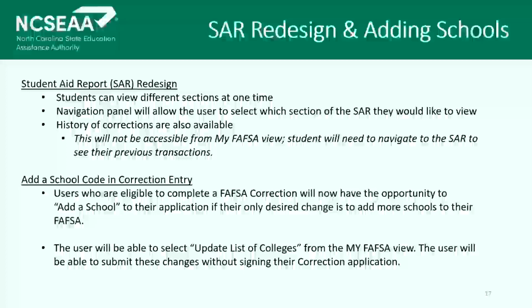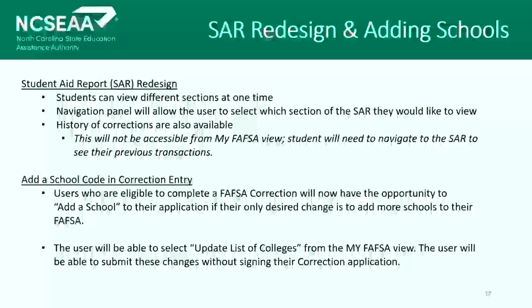But on the new redesign, under the Student Aid Report section, students can actually review different sections at one time. There is a panel box on the left-hand side of the screen that allows the user to select which section of the Student Aid Report they want to go to and view. That is new or redesigned for this year. And also, a history of corrections is available on the Student Aid Report.